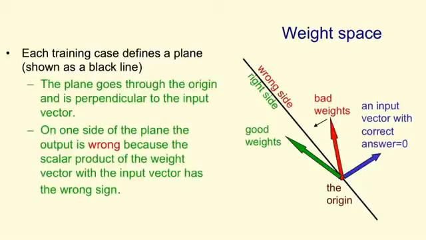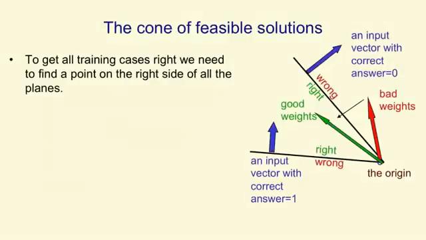Now let's put those two training cases together in one picture of weight space. Our picture of weight space is getting a little bit crowded.